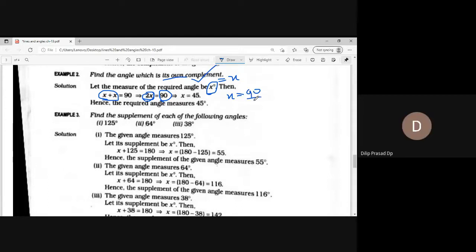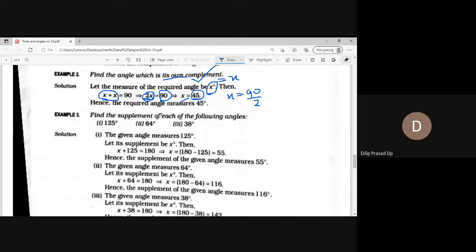So 90 by 2, because here x has been multiplied by 2, and if we want the value of x, we have to divide by 2. Then we will get 45 degree.